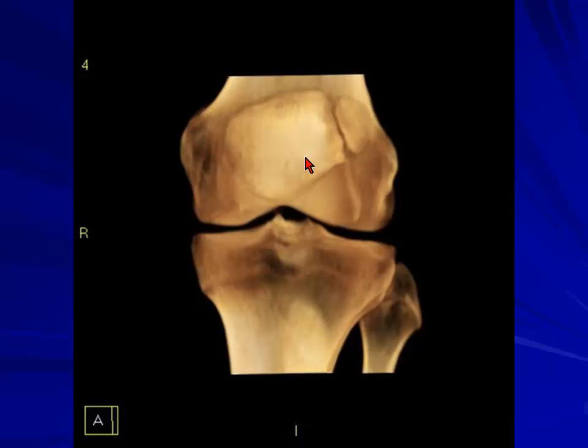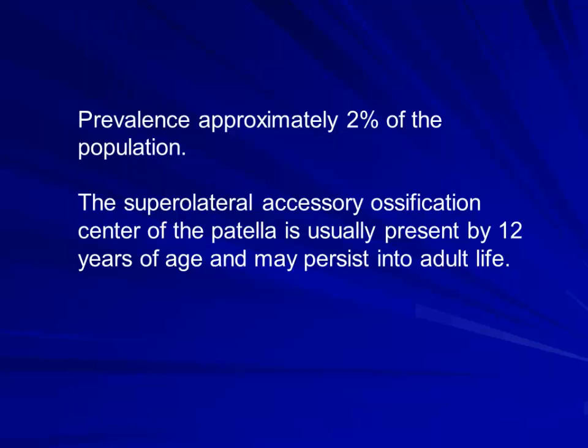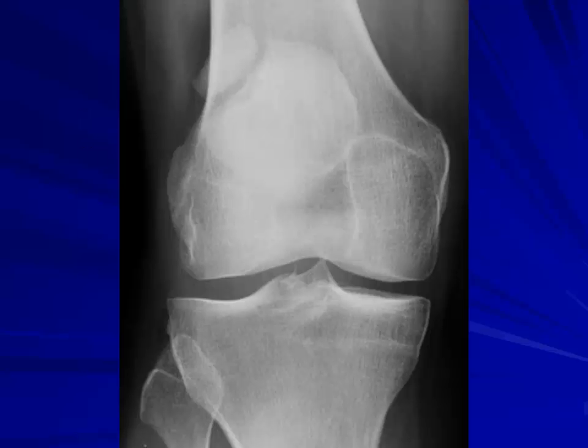So this is a very common abnormality seen on bone scans. Uptake in the patella, what it is, and how you're going to interpret it. So the prevalence is about 2% of the population. Superolateral accessory ossification center of the patella is usually present by 12 years of age and may persist into adult life. So again, another example.